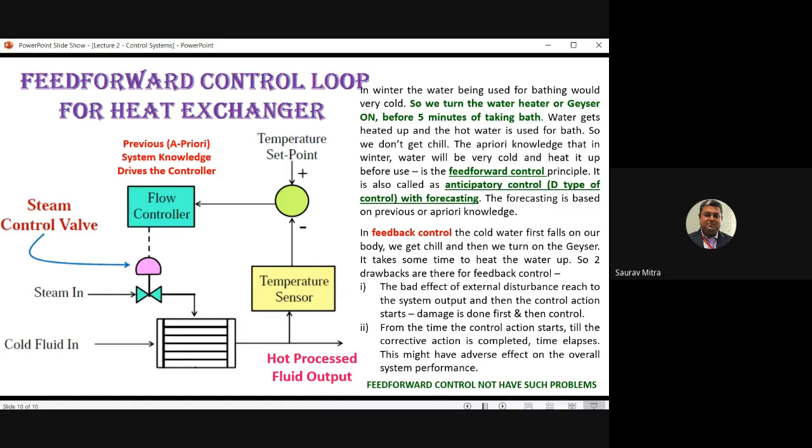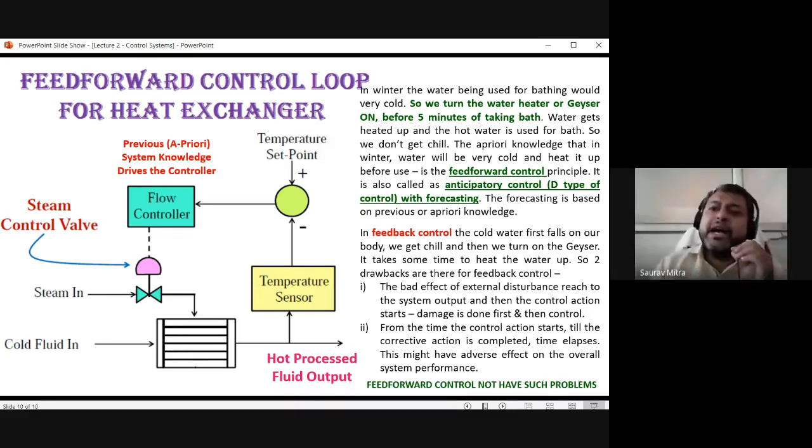So this slide is for feed forward control. What are its advantages? It is anticipatory. It understands beforehand. It is based on a priori knowledge and all those things. This is a forecasting, anticipatory type of controller. This is a smart controller, whereas feedback control is a traditional controller. It wastes some time. Here the control action happens, but after it gets disturbed.